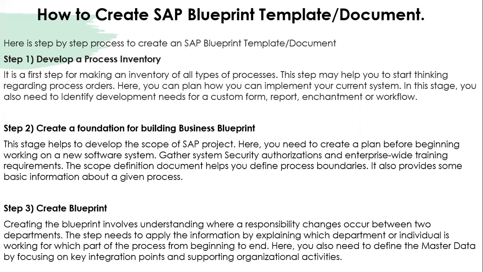The second is to create a foundation for building the business blueprint. This stage helps you to develop the scope of the SAP project. This happens within the prepare phase. The project scope carries all the information about the project: the time, the requirements, the stakeholders, the funding, and every other important information of that project. So developing the project scope is very important to the business blueprint. You need to create a plan before you begin to work on your new SAP S/4HANA system. That plan has to be embedded in the SAP blueprint.